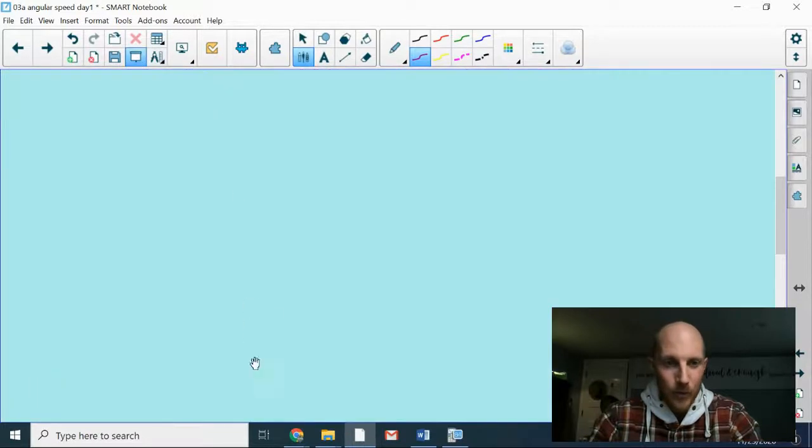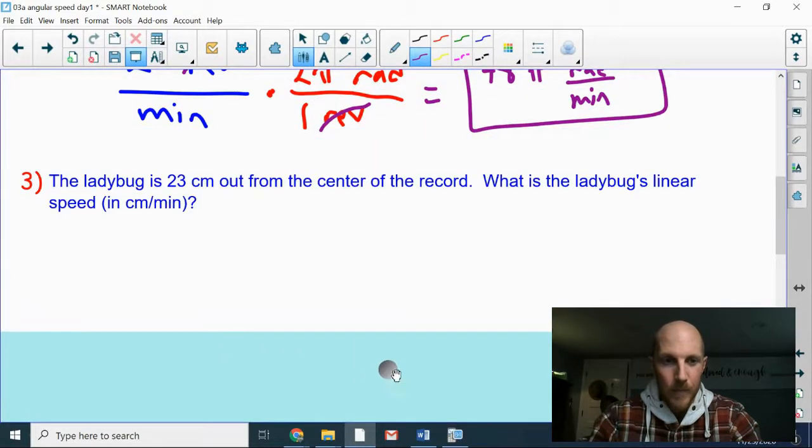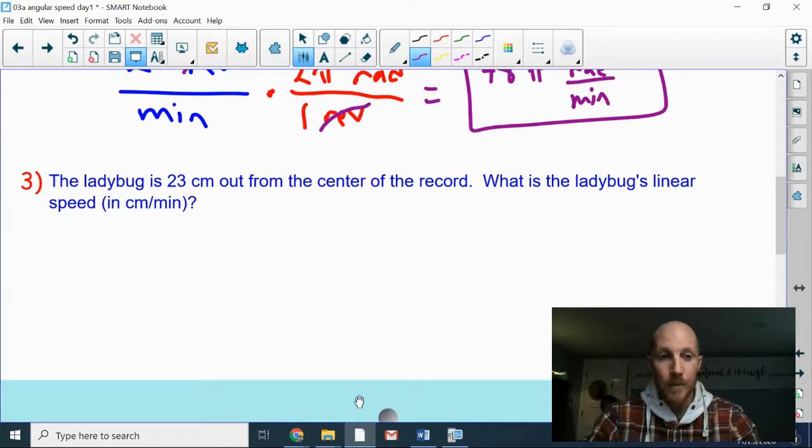Okay, well, that's too many questions at once. Number 3. The ladybug is sitting 23 centimeters out from the center of the record. All right, Math Cat, he also does measurement. He's measurement cat on his off days, Math Cat the rest of the time. So 23 centimeters out from the center of the record. What is the ladybug's linear speed?